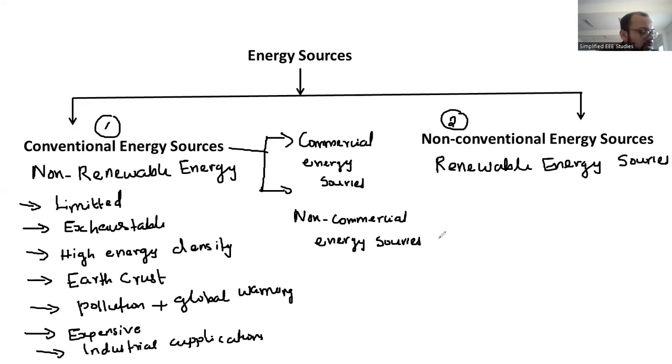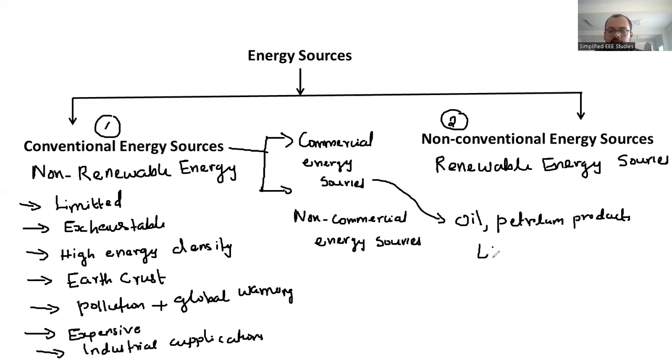Now I need to talk about the commercial energy sources. For example, the commercial energy sources are oil and petroleum products like diesel and petrol. Similarly, LNG, liquefied natural gas, and LPG cylinders, which you might have heard about. Similarly, electricity. These belong to commercial energy sources. Non-commercial energy sources include firewood, which is derived from plants only.